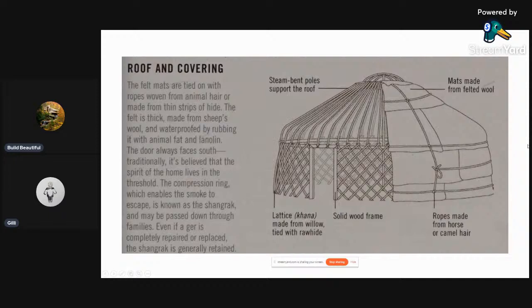So this is an image from the same book as well, showing the construction. It shows the steam bent poles that support the roof, and how the mats are made from felted wool and tied together with ropes from horse or camel hair. It shows you the solid wood frame for the door and the lattice work for the frame of the ger as well.